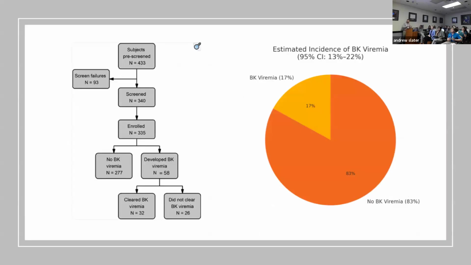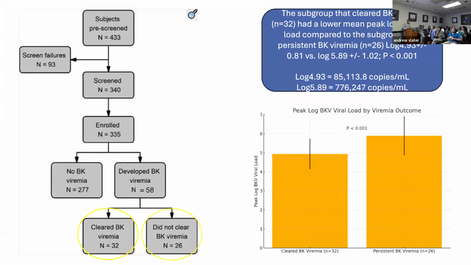Okay, so the estimated incidence of BK viremia was 17% for the cohort. So for the subgroup that cleared BK viremia, they had a lower mean peak viral load compared to the subgroup with persistent BK viremia, kind of as expected. And that's going to be 85,000 copies versus a high of 776 thousand copies. And that reached statistical significance there.